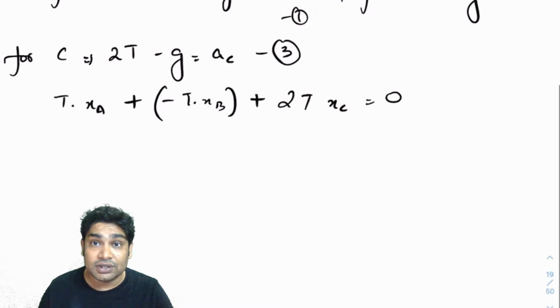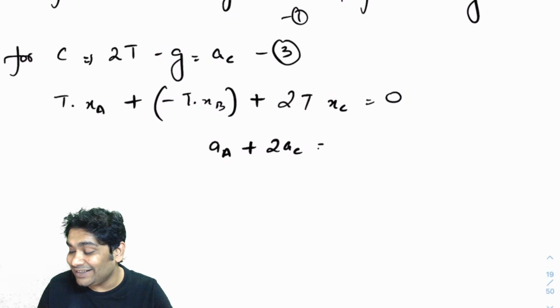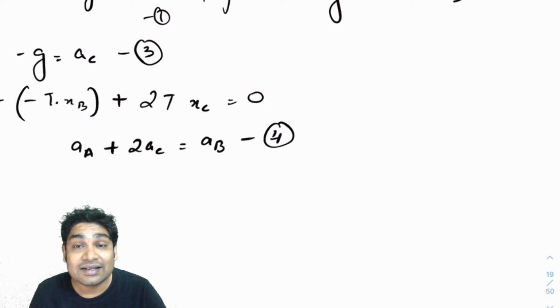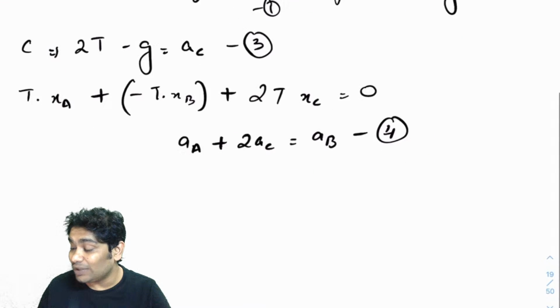If this is equal to 0, then the fourth equation that I'm getting is a_A plus 2a_C equals a_B. That is my fourth equation. Now that I have all four equations, let's try to find these values. So now what do I do? First of all, I can add equations 1 and 2. Let's do that.